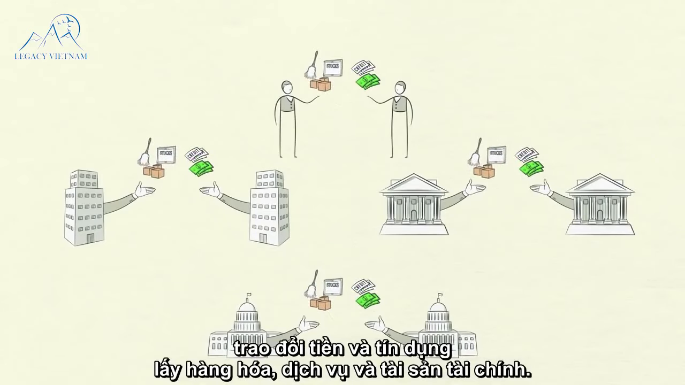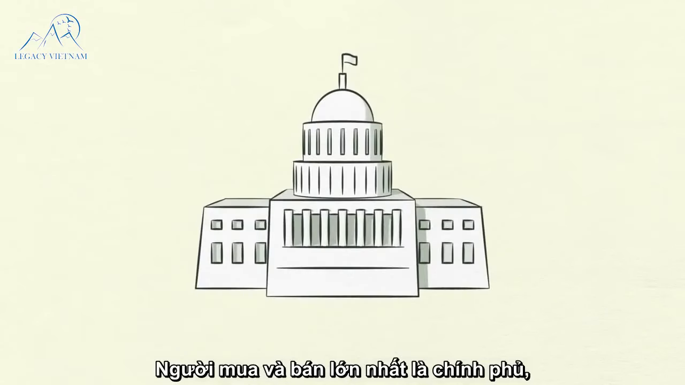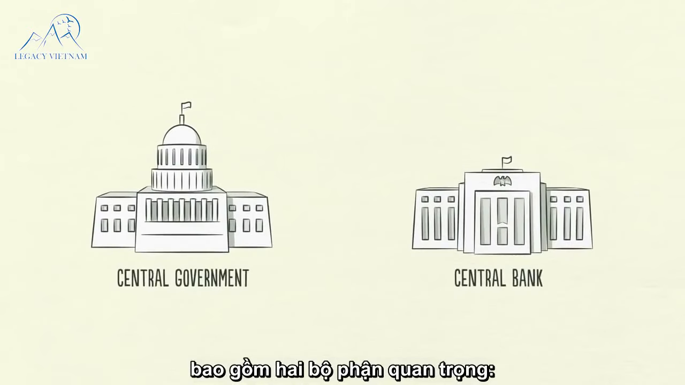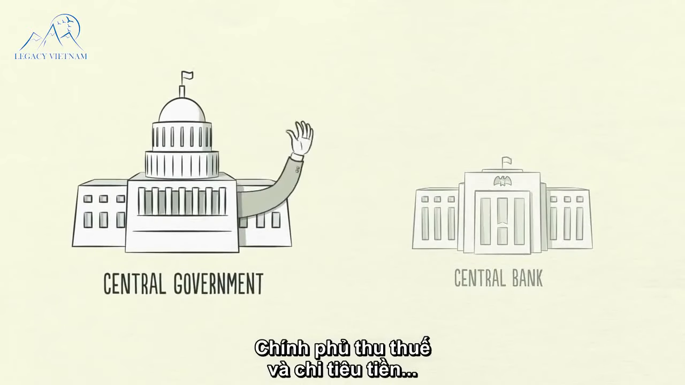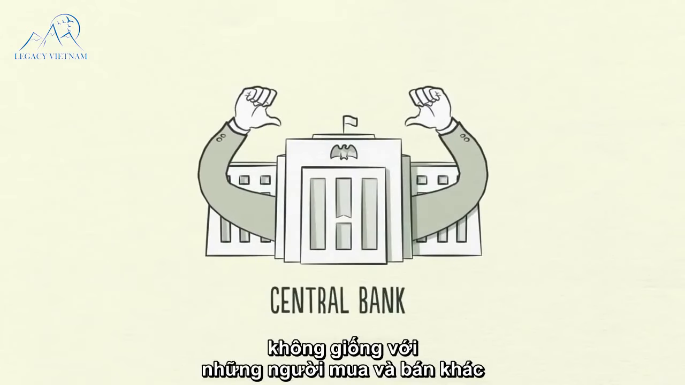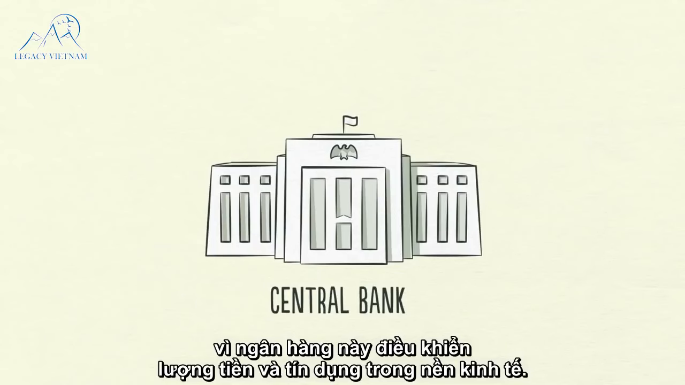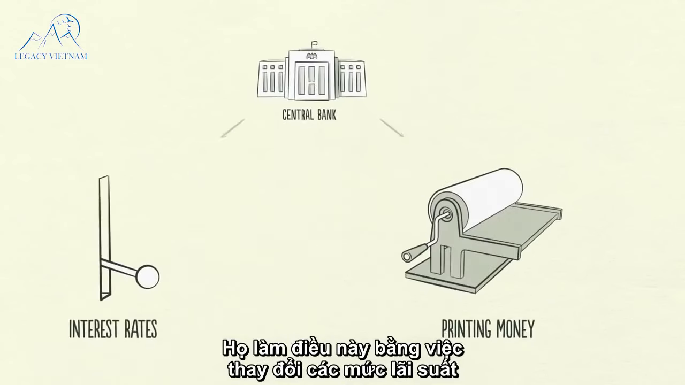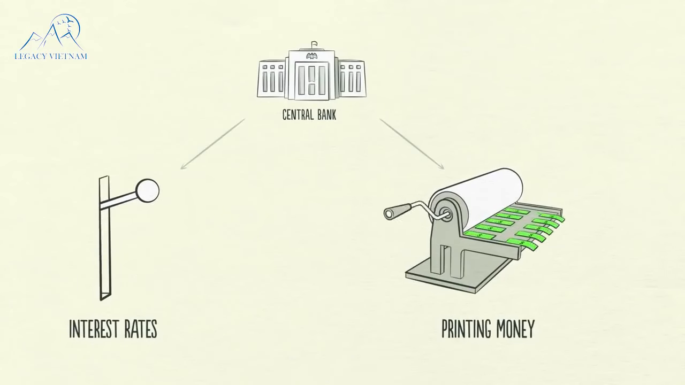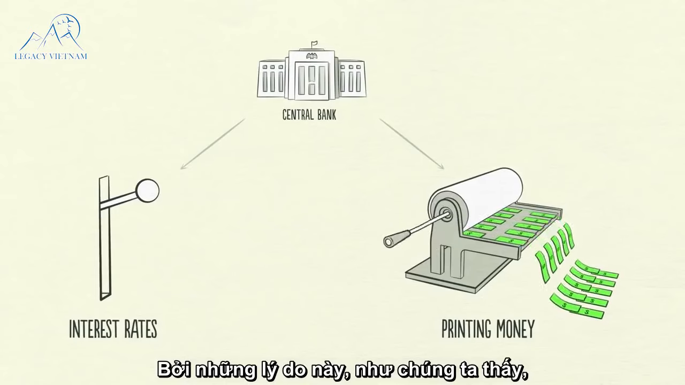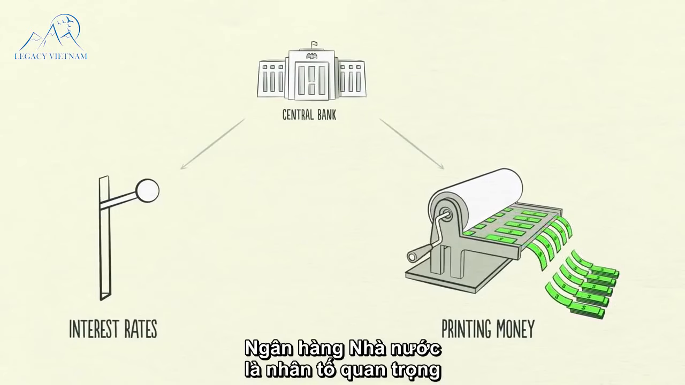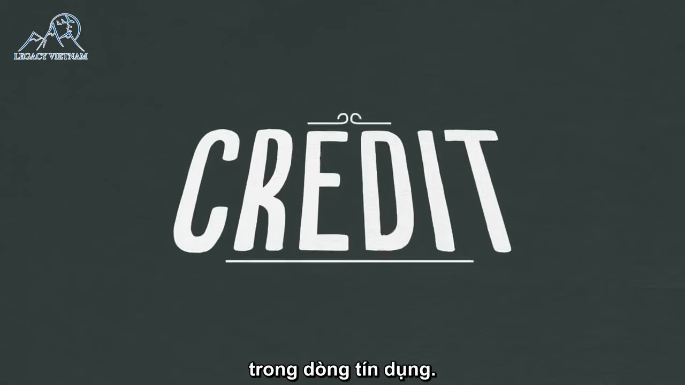People, businesses, banks, and governments all engage in transactions the way I just described, exchanging money and credit for goods, services, and financial assets. The biggest buyer and seller is the government, which consists of two important parts: a central government that collects taxes and spends money, and a central bank, which is different from other buyers and sellers because it controls the amount of money and credit in the economy. It does this by influencing interest rates and printing new money. For these reasons, as we'll see, the central bank is an important player in the flow of credit.